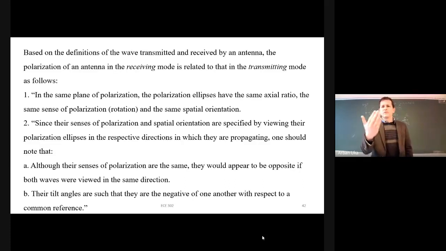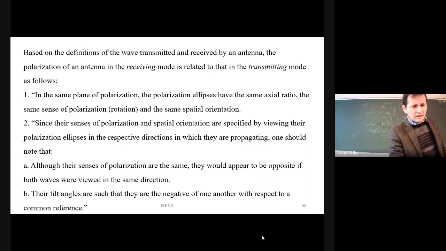So that's why if you stand in front of the wave, you're going to see a clockwise wave if you are receiving, and it will be at the same time counterclockwise if we are transmitting. Their tilt angles are such that they are the negative of one another with respect to a common reference, which is also easily understood. Okay, so it's just the issue of if you have two observers, I am with another colleague, he is emitting using a transmitting antenna, I'm receiving using a receiving antenna.